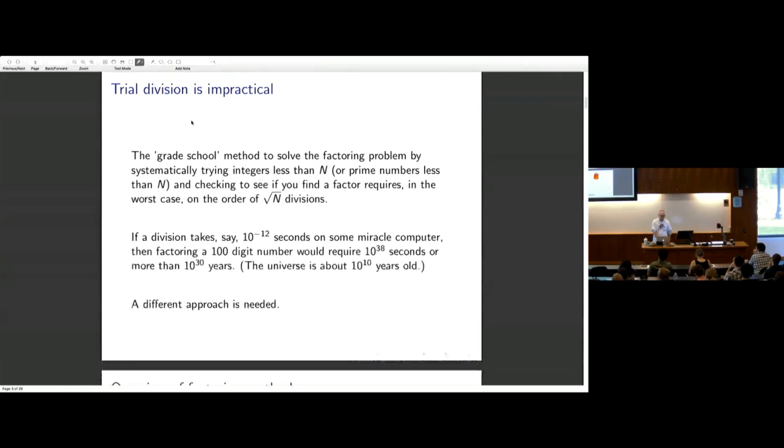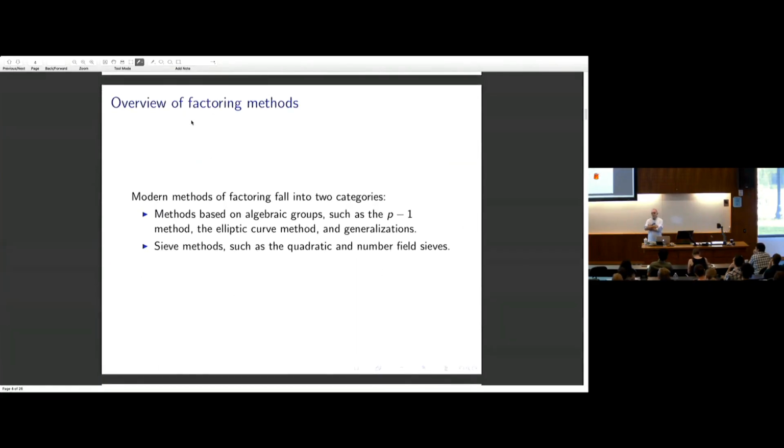And there are really two types of factoring algorithms that are in use today. One kind takes advantage of what I'm calling algebraic groups, and the other kind is based on what are called sieve methods. And so the elliptic curve method is an example of an algebraic group type method. The P-1 method, which I'm going to use as an example, is a type of algebraic group method. You may know about or have learned about the quadratic sieve or the number field sieve.